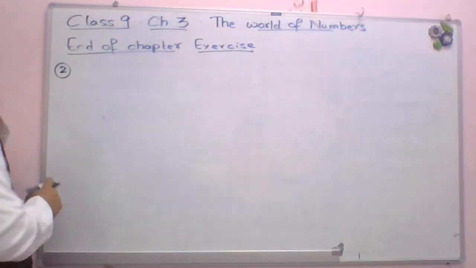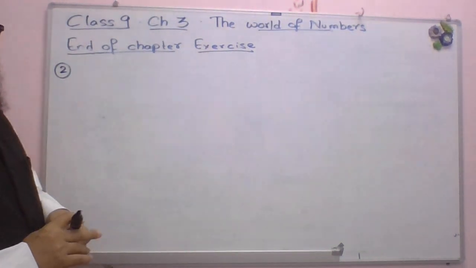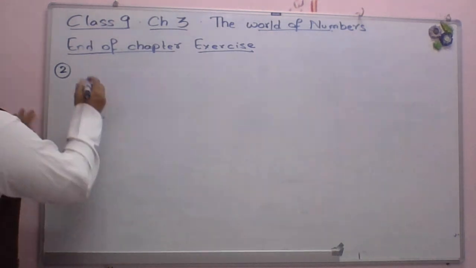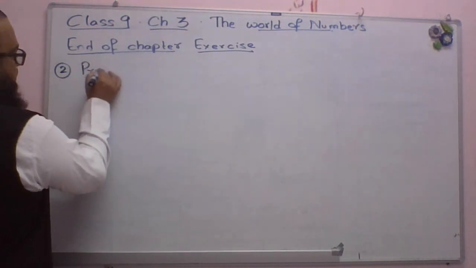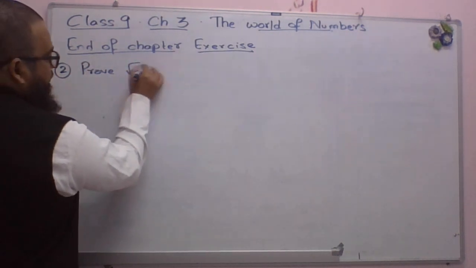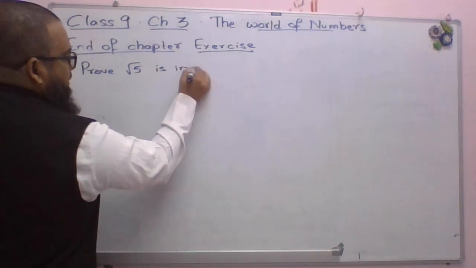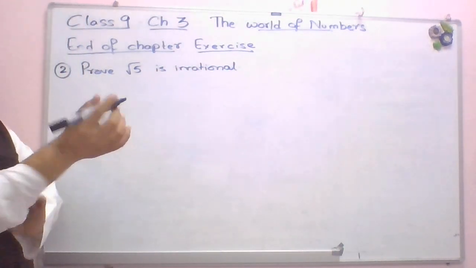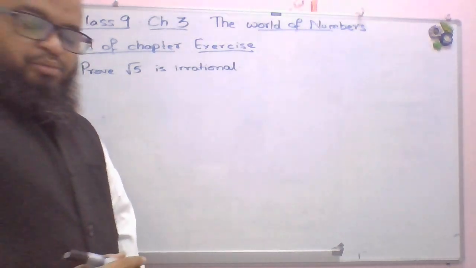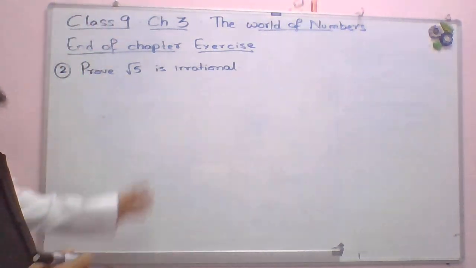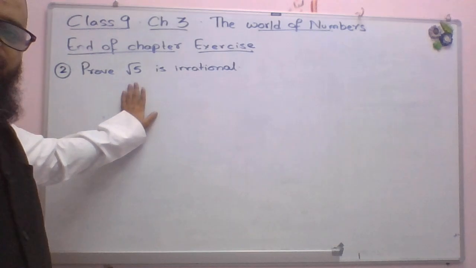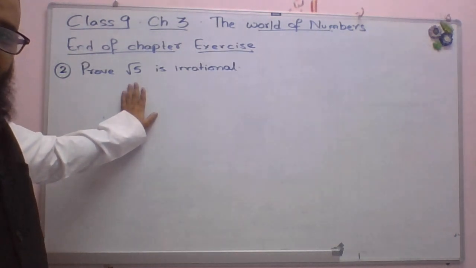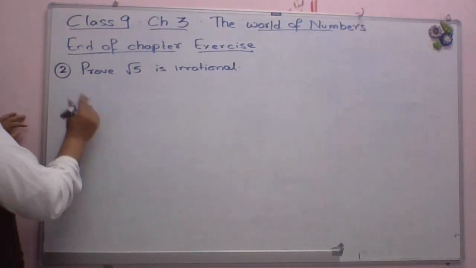The second question of class 9 chapter 3, world of numbers, end of chapter exercise, is prove root 5 is irrational. We have done it, so if you have any doubt, let me know by comments. We have proved root 5 is irrational by contradiction method, right? So what is contradiction method?